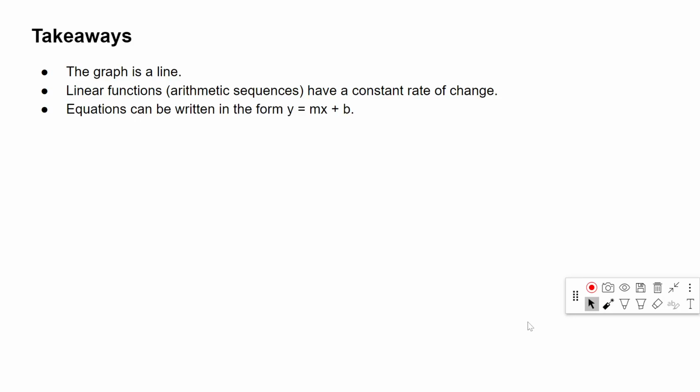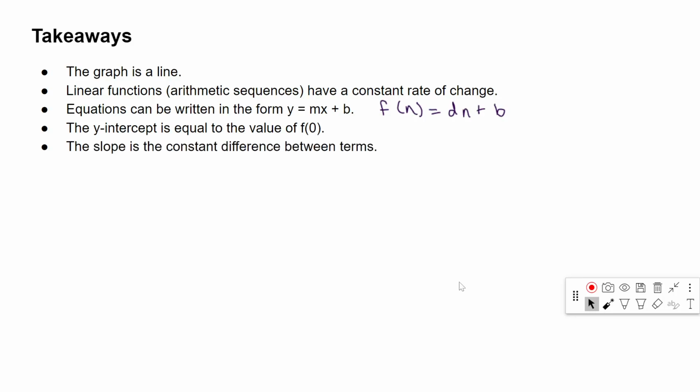Equations can be written in the form y equals mx plus b, but we will use function notation so that it's going to be f of n equals that common difference, I'll use d, n plus the y-intercept. I'll go ahead and just use b again. The y-intercept is equal to the value of f of 0. Again, you want that input value to be 0 to know where you're going to cross the y-axis. The slope is the constant difference between terms.